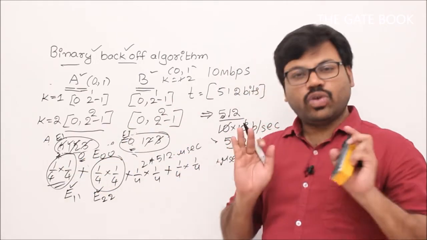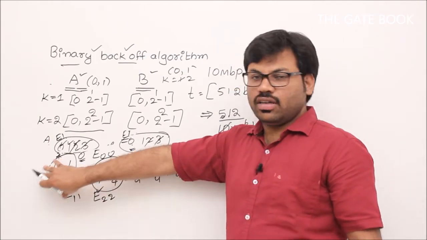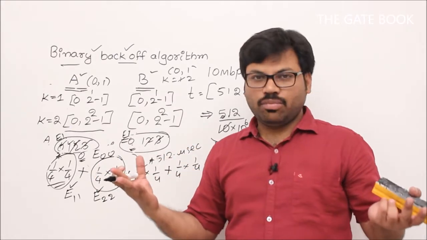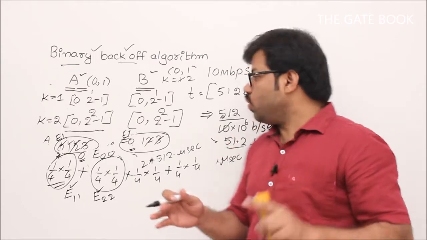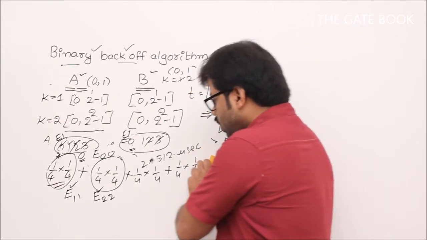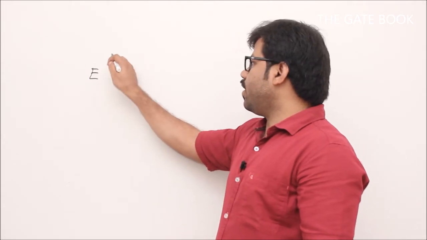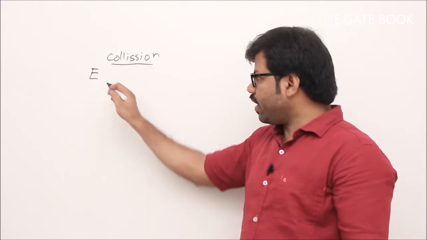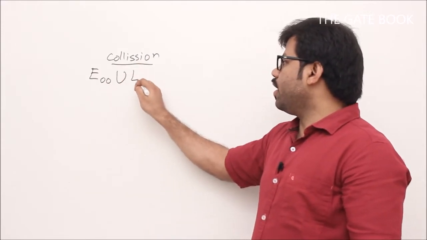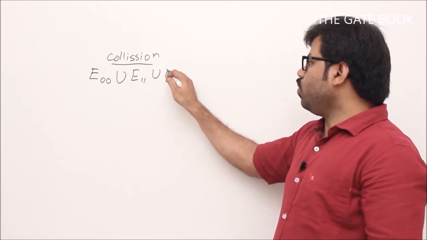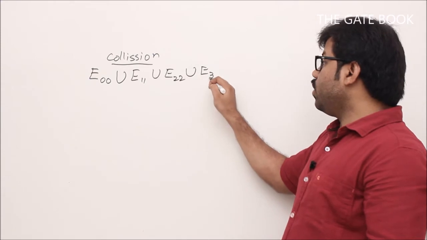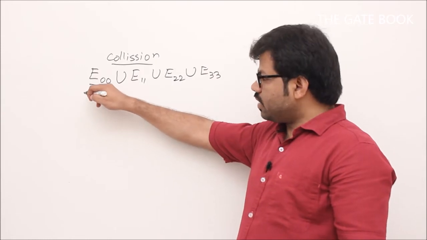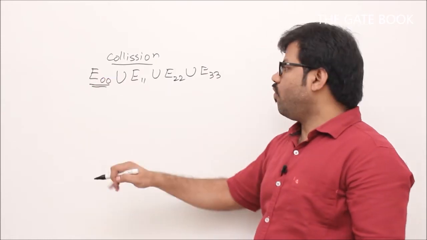I am calculating. To get the collision, event E00 should occur, otherwise event E11 should occur, or E22 or E33. Since all are mutually exclusive, remember one thing: our event is this one, the collision event. When a collision occurs, for the probability of collision, this should occur. The event is E00 union E11 union E22 union E33. Correct? And you know the meaning of the E00 event. E00 is nothing but getting 0 at station A and getting 0 at station B. Correct? For that we know the probability.